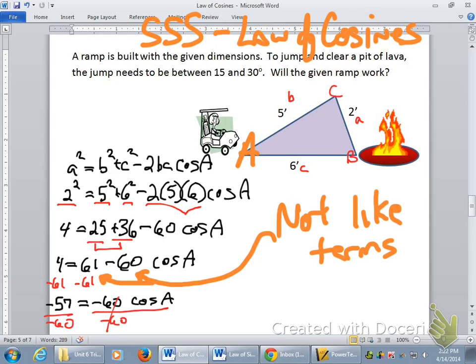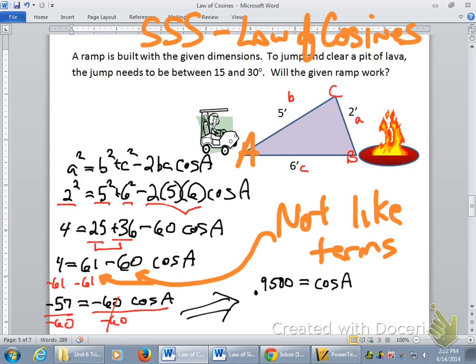Right? And I'm sorry, I'm going to have to slide over here to finish my work. But that leaves me with positive, because they both end up being negative, 0.9500 equals cosine A. Why wouldn't you take the cosine with the 60? You take the x? Because I can only do the inverse cosine when it's just a plain old cosine. I have to get rid of the coefficient in front of it. Okay, so that's why I divide by the negative 60.